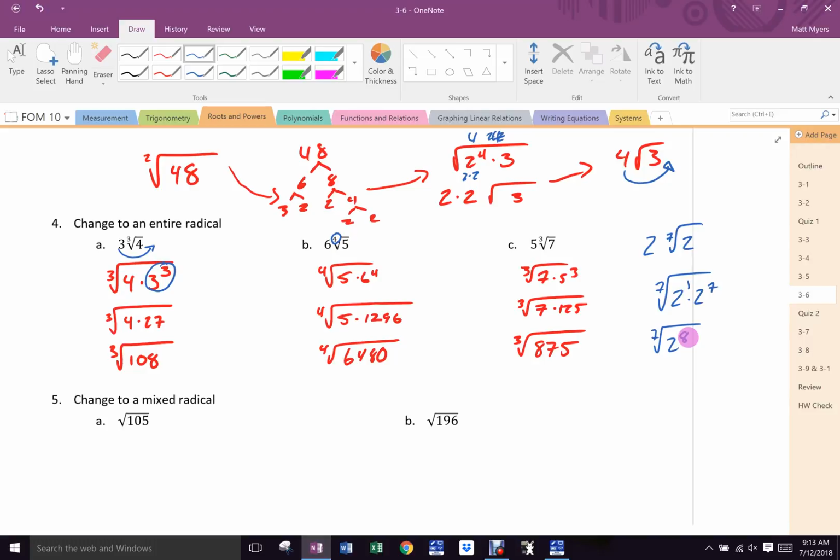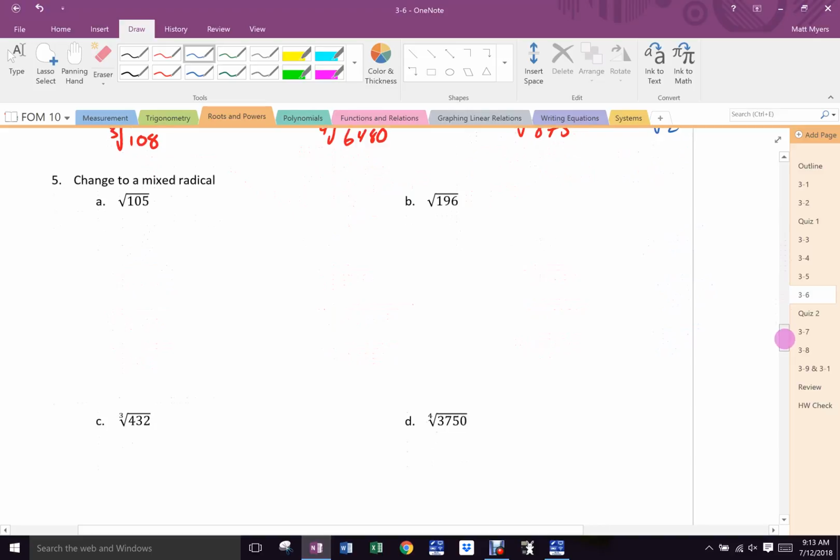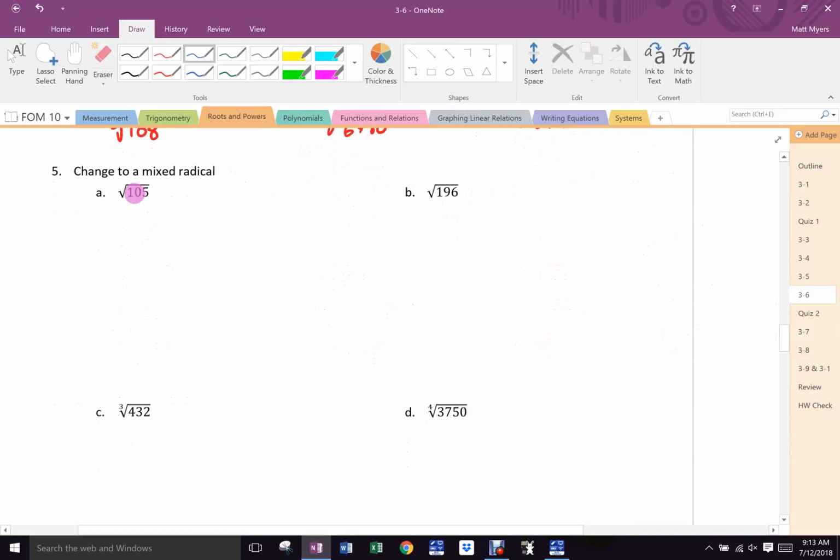5A is a tricky one put there just to mess with your head to see if you were confident. Isn't 105 3 times 5 times 7? And doesn't this say I'm looking for groups of 2? Is there a group of 2? So does that get any simpler? So you leave it.